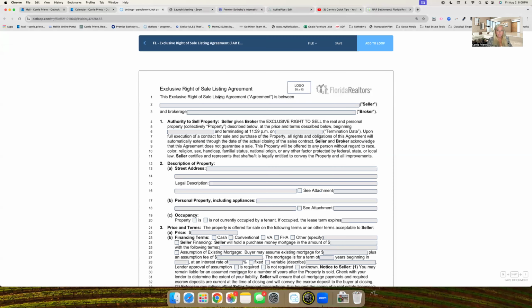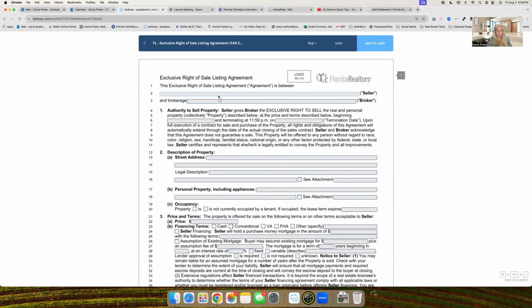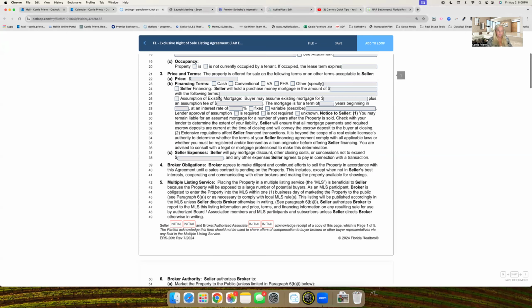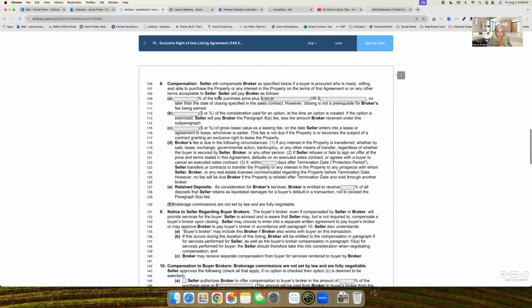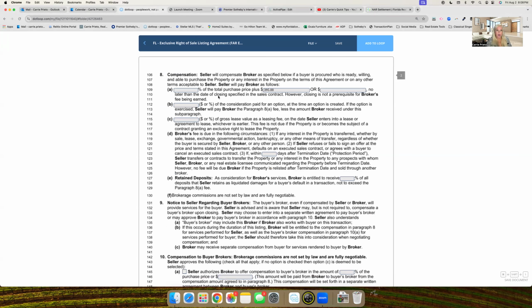So here we are. This is the new listing agreement. Again, we'll go through it in detail on Monday. But in the interim, these are the big changes. Page 3 for compensation. Section 8 used to have to do with both sides, the listing side and the co-broke side. But let's look at it now.